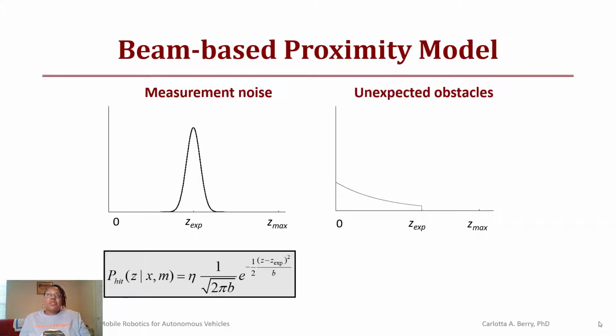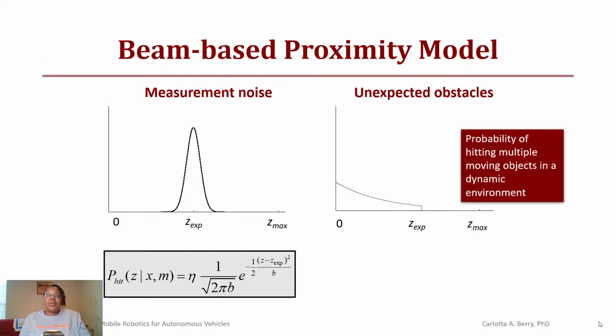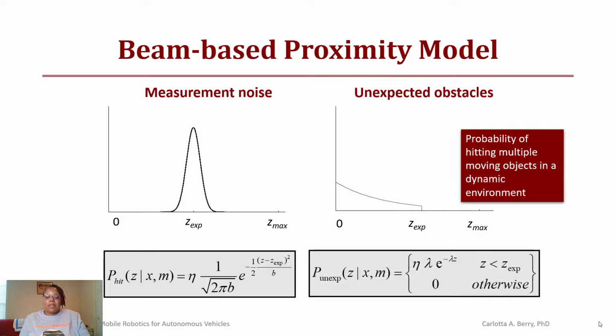Now, the model we use for unexpected obstacles, which means when there's more than one obstacle in the environment, is that it exponentially decays, where the first one will be the highest probability, and then each one after that would be a lesser probability, up until the expected measurement. And the formula we use for that is eta lambda e to the negative lambda z, where z is less than our expected measurement, otherwise it's a 0.